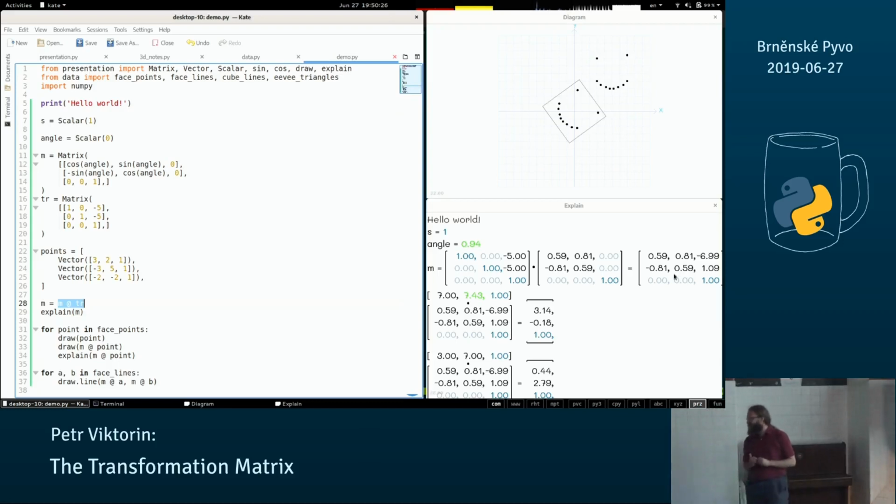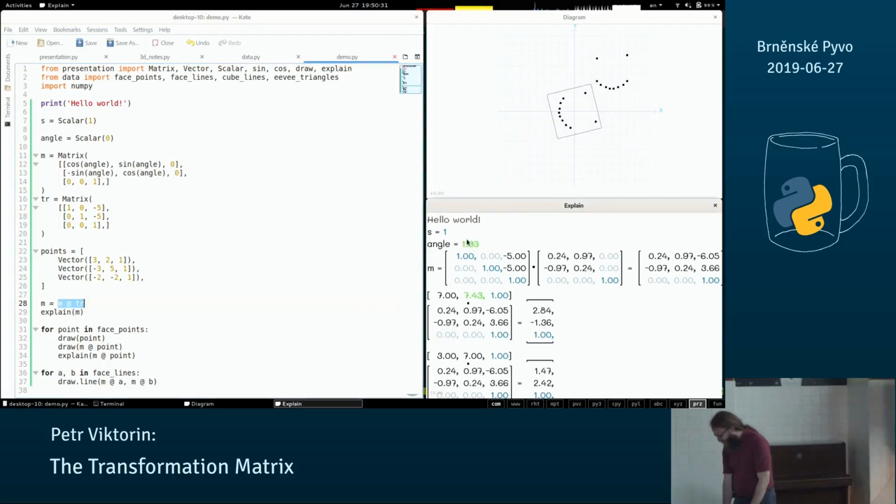And I can combine lots of these matrices together to get moving and rotating and changing the sizes, all of that in one transformation matrix.